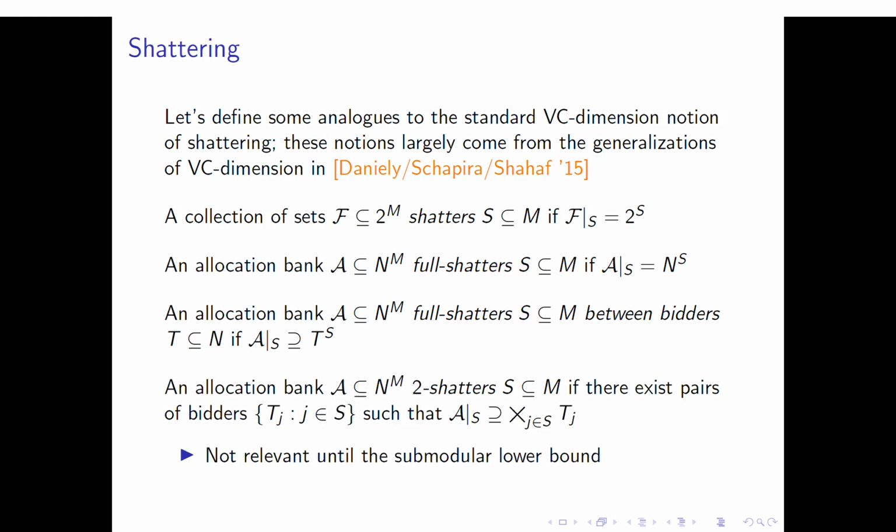And finally, we'll say that an allocation bank, curly A, 2 shatters S if there exist pairs of bidders for each item in S so that curly A can arbitrarily assign items in S between those pairs of bidders. So you can think of this like full shattering, but instead of each item being able to go to any of the n bidders, each item can only go between a specified pair of bidders, which could be different for each item. And we won't need 2 shattering for now until we get to the submodular lower bound, but listed here for completeness.